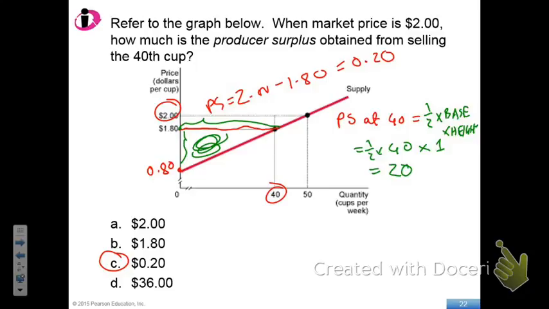Okay, so the area of a triangle is half times base times height, right? So the producer surplus is the area below the market price and above the supply curve. So that's our producer surplus. The area of that producer surplus is nothing but half times height times base. So our base is this one, right? Because this and this is a rectangle. So that's 40, and the height is just this. The height of the rectangle is that, which is 1.8 minus 8, so just 1. So you can calculate the area.